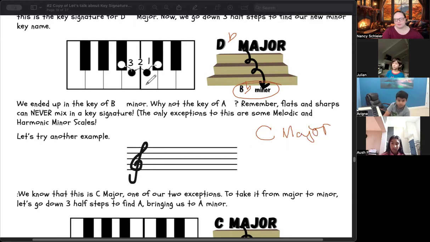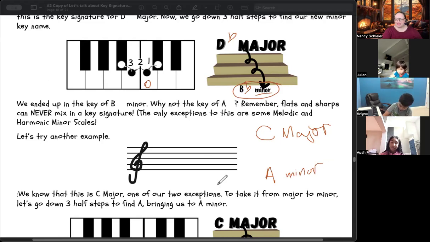Now, if we go down 3 half steps, what is that key signature? So we go C. Who knows? Julian, what is it? I think it's A. A what? A minor. A minor. Very good.